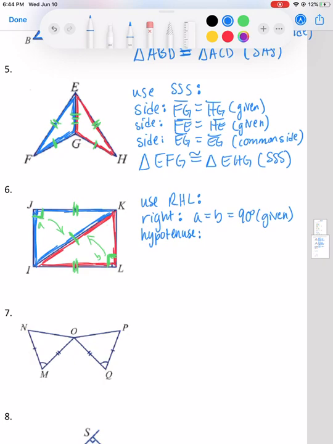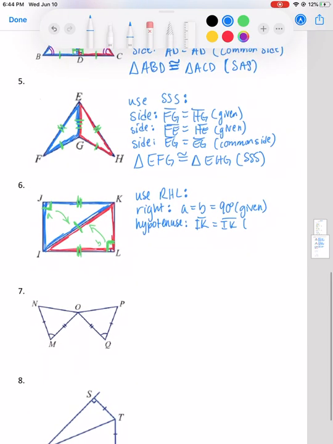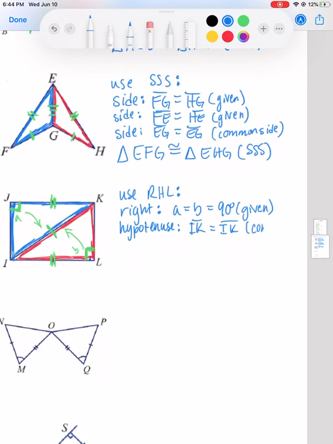The hypotenuse IK is equal to IK. Okay, that was not given to us, but we deduced it by using common side. Okay, and then the leg that was on there is JK is equal to IL. So the top side and the bottom side, those are the legs, and those were given to us.